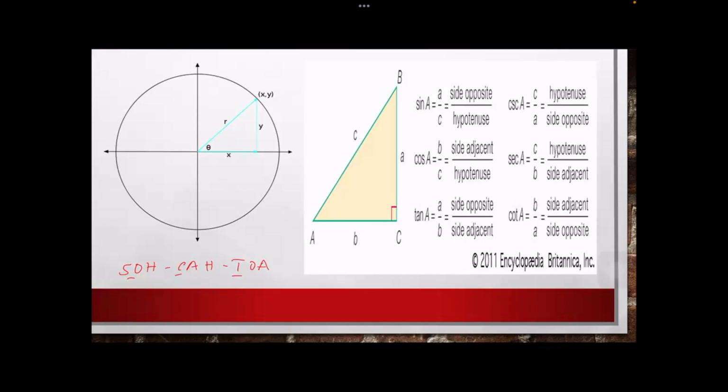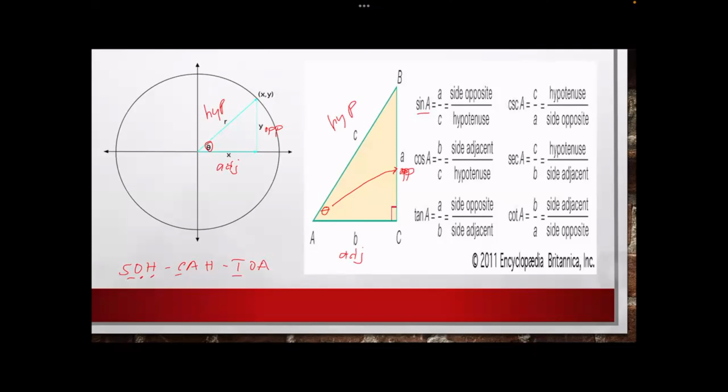So, kapag ang given natin is the sine theta, that is opposite over hypotenuse. Nasaan ba yung opposite? Meron tayong theta dito. Yung nasa harap ng theta natin, that is the opposite. Tapos, yung sa baba niya, that is the adjacent. And yung R, that will be the hypotenuse.